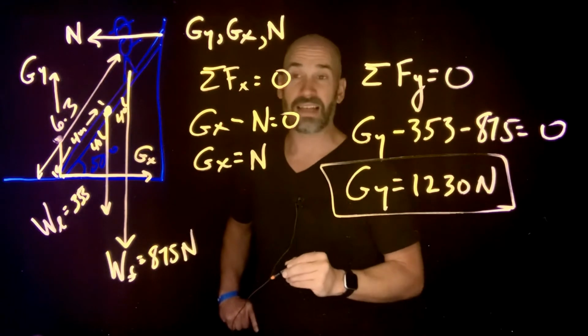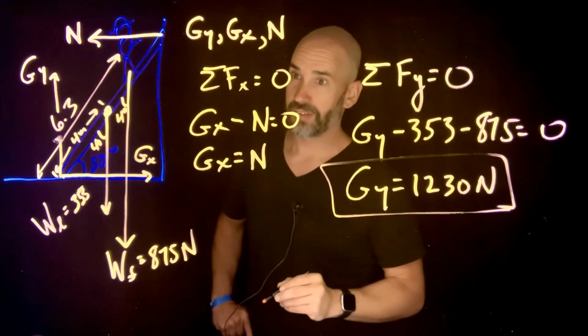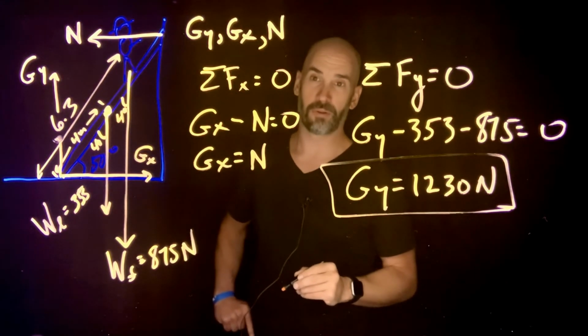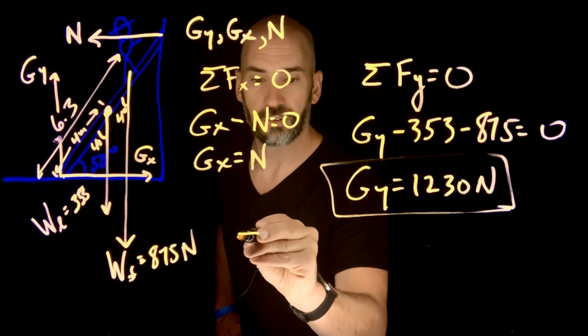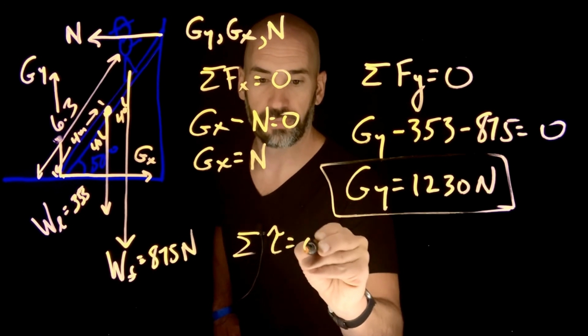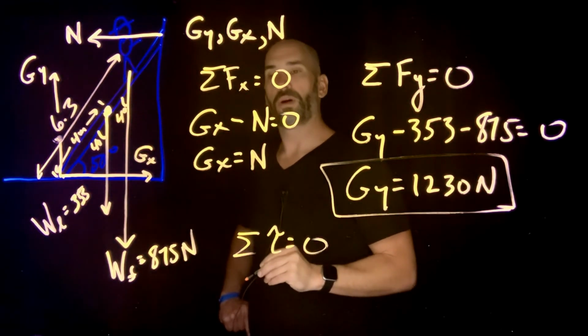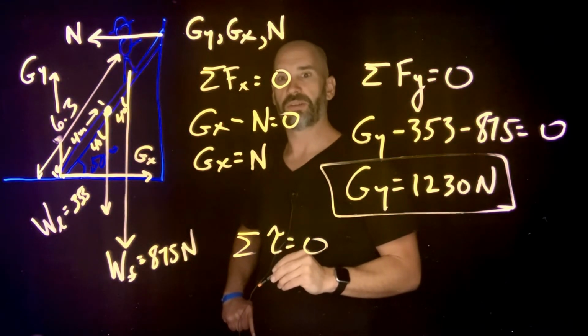Okay? Lastly, always the beast, always the one I'm least looking forward to, the sum of torques, right? They're always so much more complicated. So the sum of the torques must also equal 0. Okay. What point do we want to pick as our point of rotation?